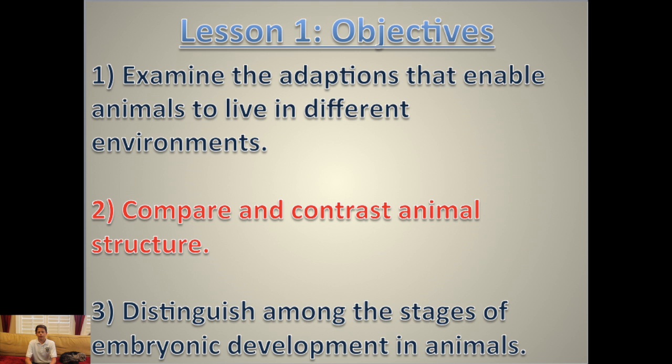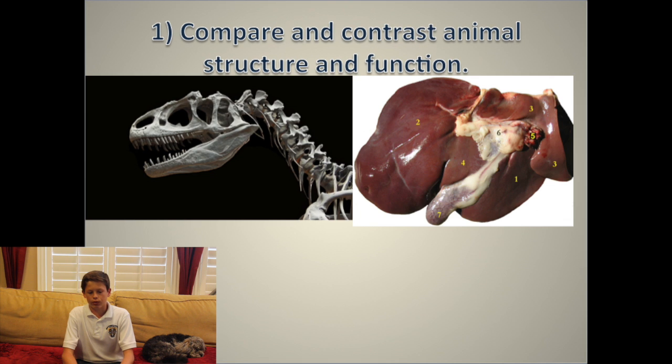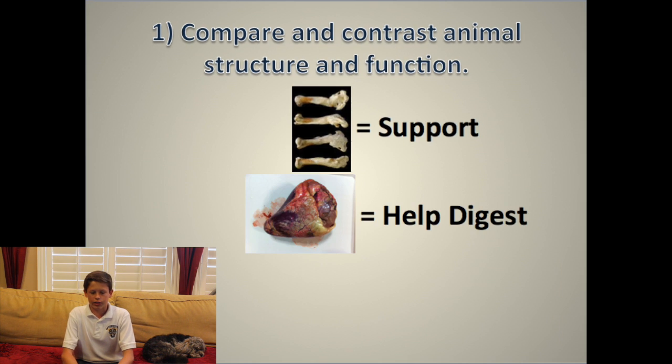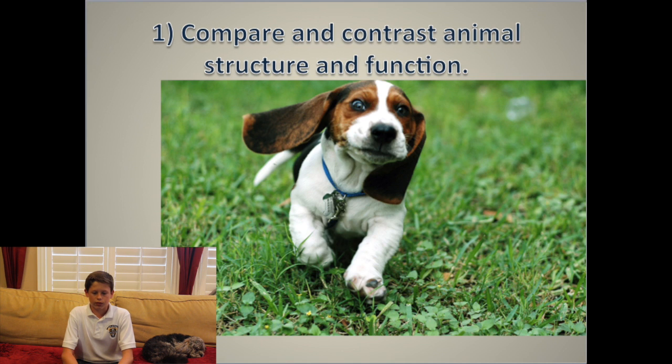The second objective is to compare and contrast animal structure and function. Animal structure and function differ in that the structure is a piece of the body itself, like bones, organs, muscles, etc., while the function of these structures is like the job: bones support, organs digest, and muscles move for movement. Together, each structure has a specific function that helps the animal live.